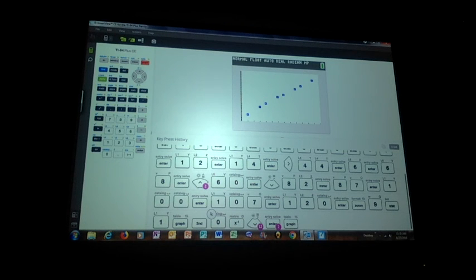So now we can go back to our calculator. Don't worry if your diagnostics aren't on. I'm going to have it up here. We're going to take a look. Ready? Yes. I want to find the line of best fit.